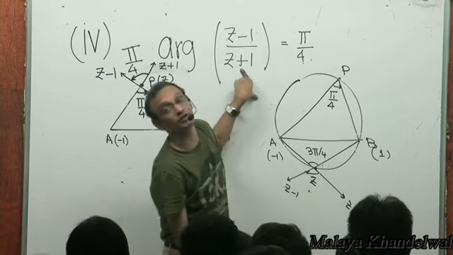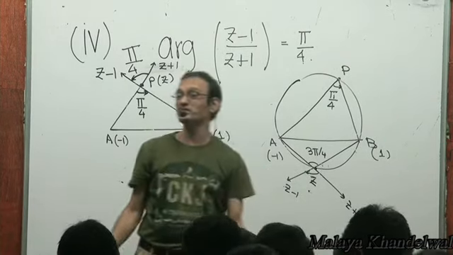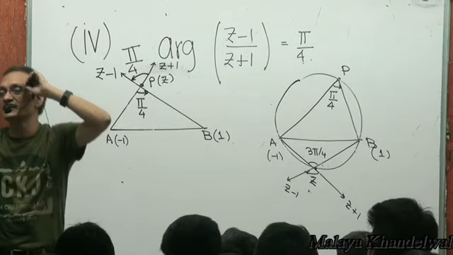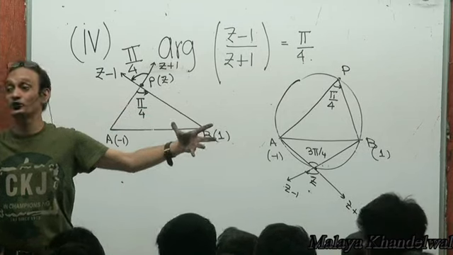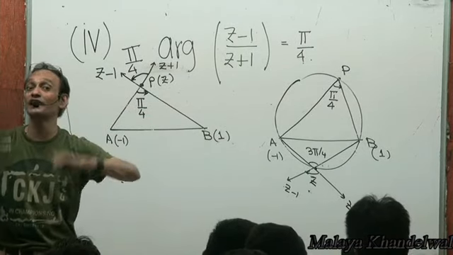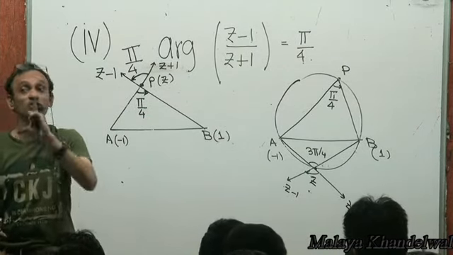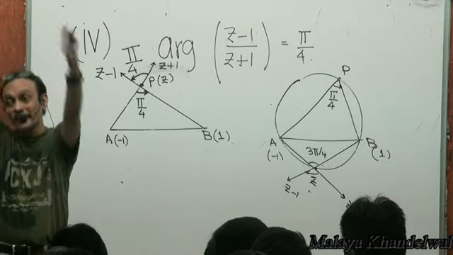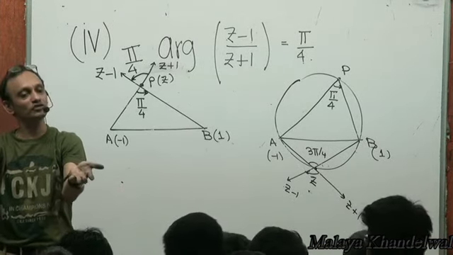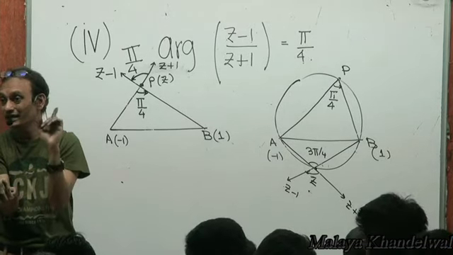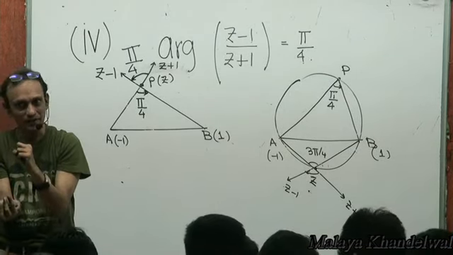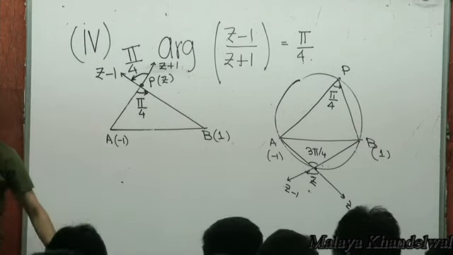So this is part of a circle. If you proceeded by saying Z is x plus iy and plugged in values, you will get the equation of the full circle. Therefore, it will hide from you the fact that it's not the full circle that Z describes. It describes only the major arc of the circle. On the minor arc of the circle, this argument will not be pi by 4. Clear?